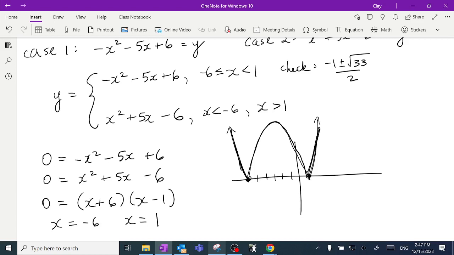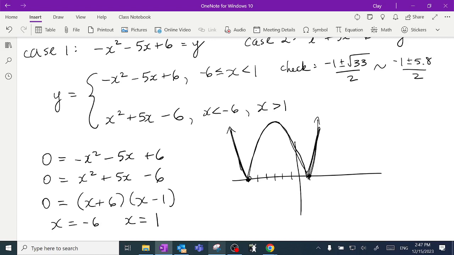What do you know about the square root of 33? Well, it's between what two things? It's between 5 and 6. Closer to 6? Pick an even number. It's easier to divide by 2. 5.8? That's a good estimate. So this is approximately negative 1 plus or minus 5.8 over 2.